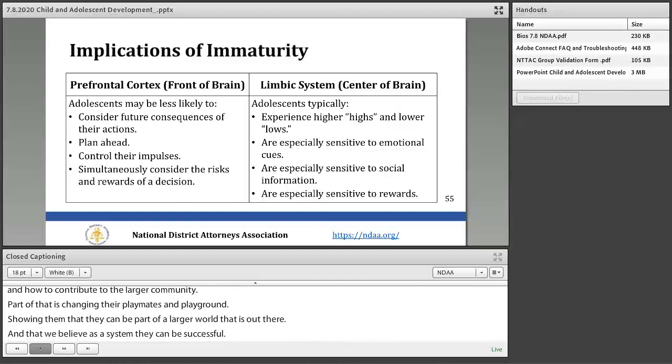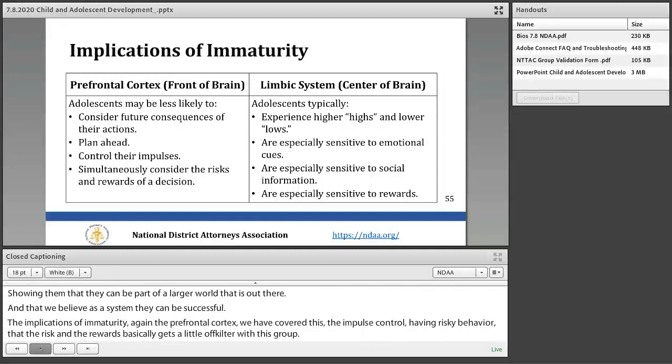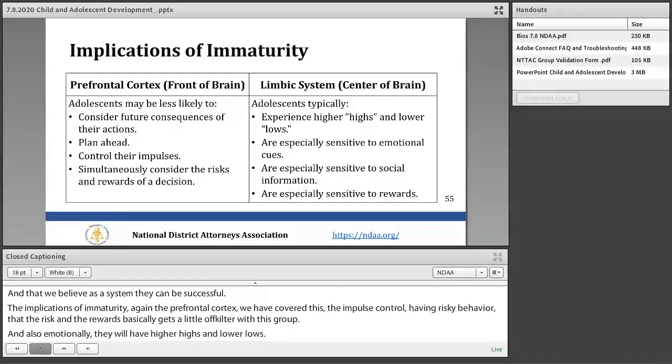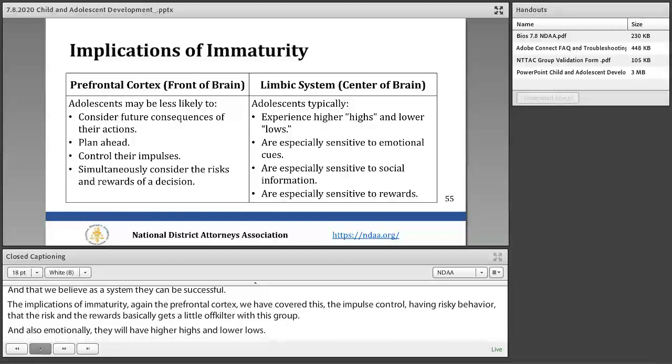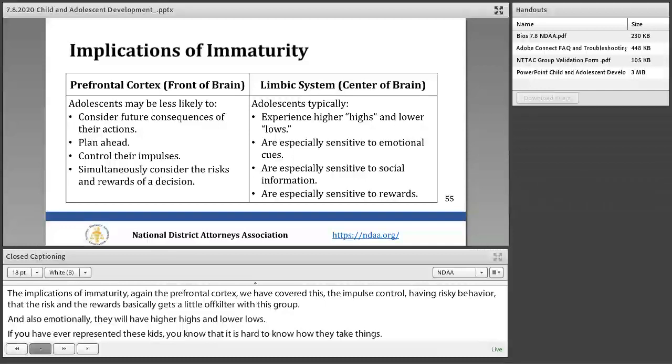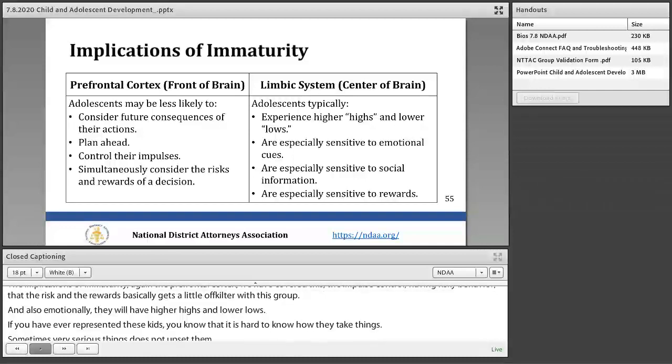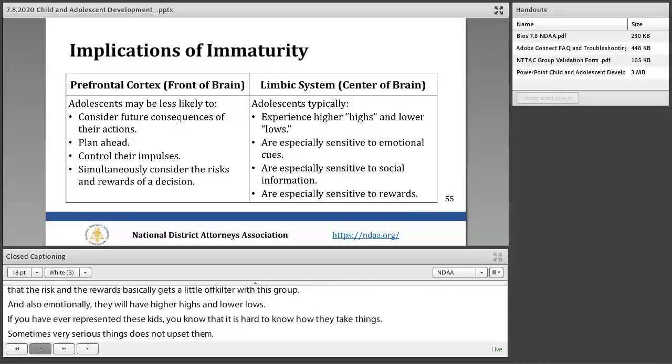The implications of immaturity, again, the prefrontal cortex, we covered this: the impulse control, risky behavior, and the risk and rewards getting a little bit off kilter with this group. Emotionally, they're going to have higher highs and lower lows. If you've ever represented these kids, it's hard to know how they take things. Sometimes very serious things don't upset them, but somebody said something mean to them on Instagram, and they're all upset about that.